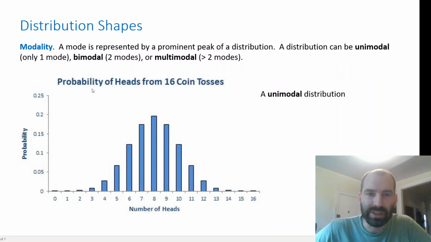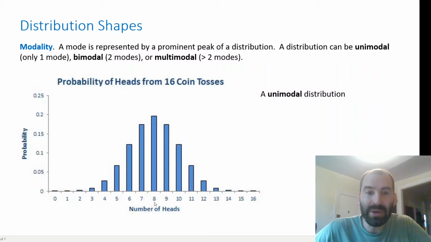What are we doing? We're doing 16 coin tosses. We're tossing a coin 16 times, and then what's being measured here, the variable, is the number of heads. So sometimes we toss a coin 16 times and we get no heads. That's very rare, and that's why this bar is so small. Sometimes we toss a coin 16 times and we get 16 heads. We get 16 heads every time, but that's very rare. That's why this bar is very small.